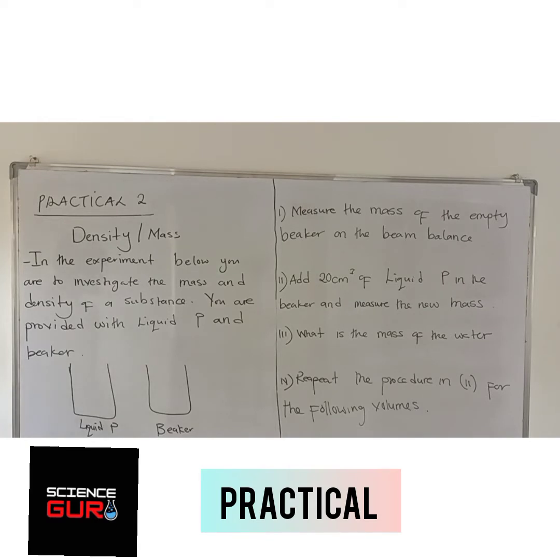Then they are saying: 1. Measure the mass of the empty beaker on the beam balance. 2. Add 20 centimeter cubed of liquid P to the beaker and measure the new mass. 3. What is the mass of the liquid? 4. Repeat the procedure in 2 for the following volumes. So this is simple, guys.